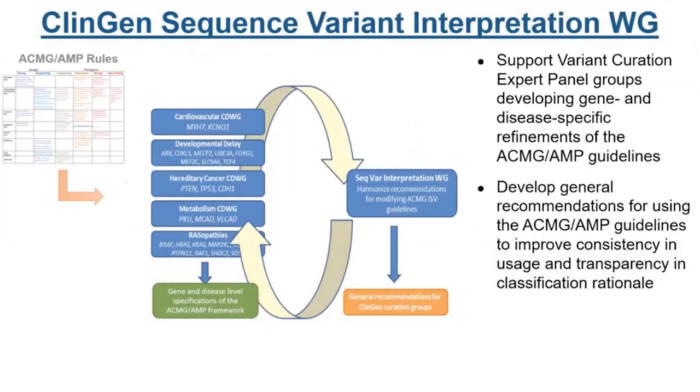However, within ClinGen, we have a working group called the Sequence Variant Interpretation Working Group. While the different expert panels are taking the ACMG guidelines and adding in gene and disease specifications, the Sequence Variant Interpretation Working Group makes sure that they are taking a harmonized approach and are consistent in the way that they're specifying the guidelines. This working group also is tasked with developing general recommendations for using the guidelines to help improve consistency.